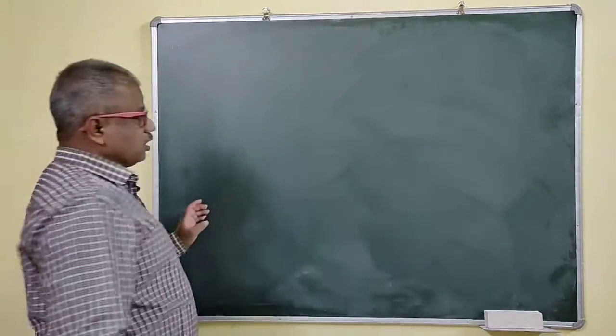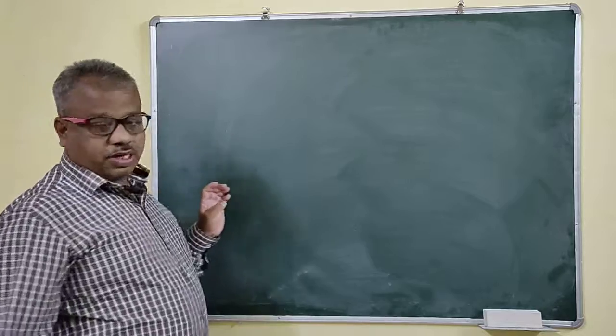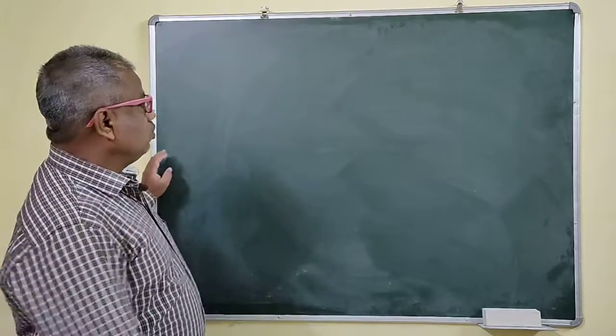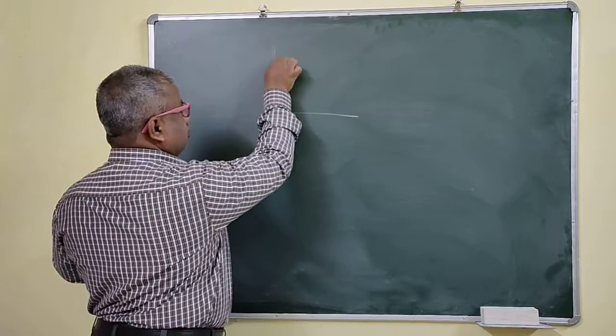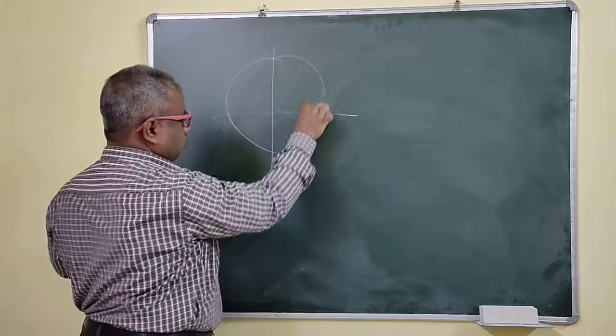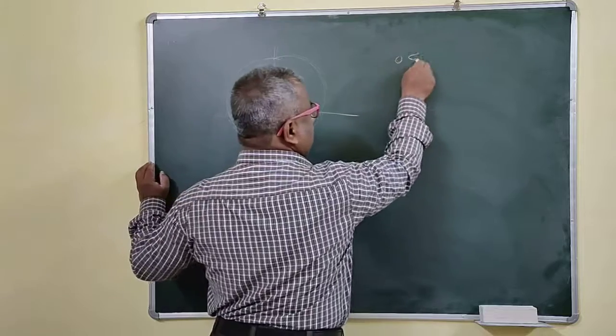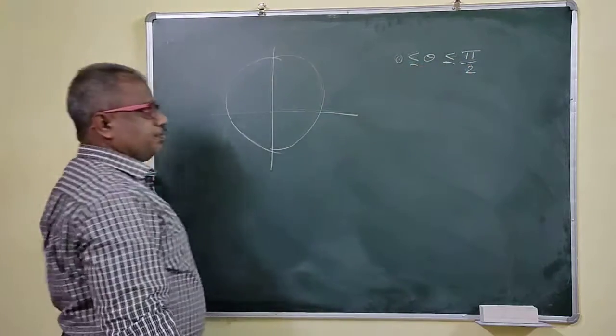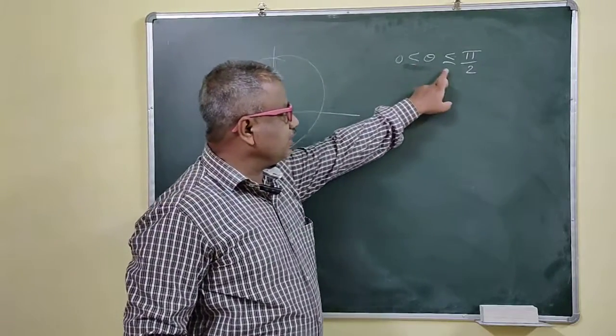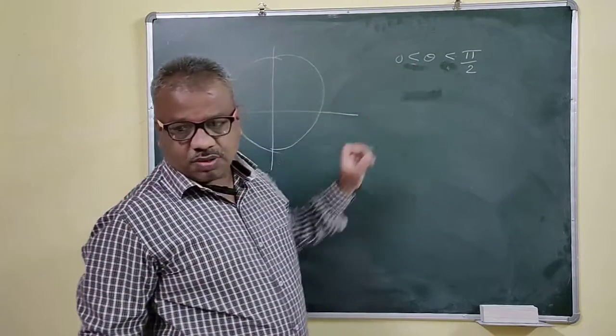Okay, so last time we discussed the trigonometric ratios of an angle. Now we'll repeat that once again. Suppose your angle theta lies strictly between 0 and pi by 2. That means it is in the first quadrant.